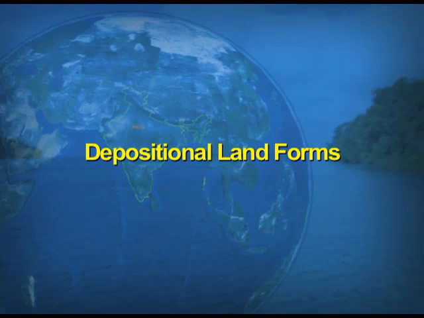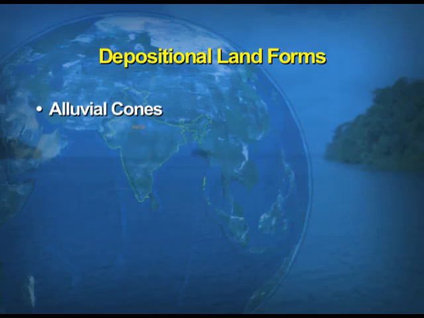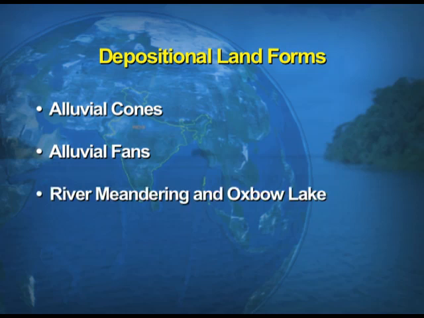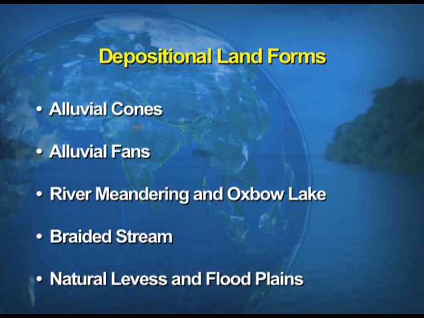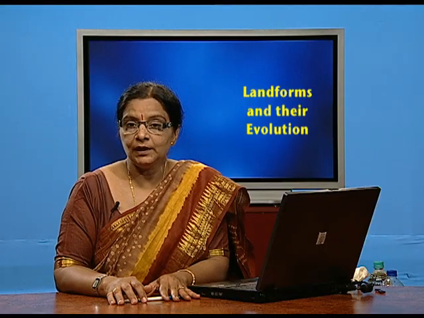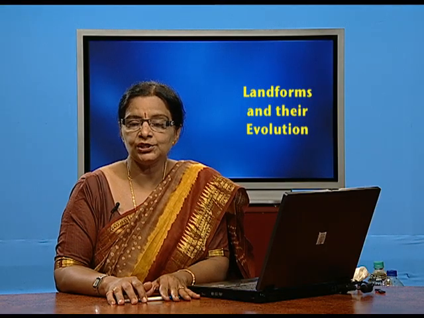Now, children, after the features which are formed by the erosional action of the river, we take up a few features, or you can say the types of landforms, which are formed by the depositional action of the river. Such landforms are alluvial cones, alluvial fans, river meanders, oxbow lakes, braided channels, and the natural levees on the floodplains. So first we take up the alluvial cones formed due to the depositional action of the river.